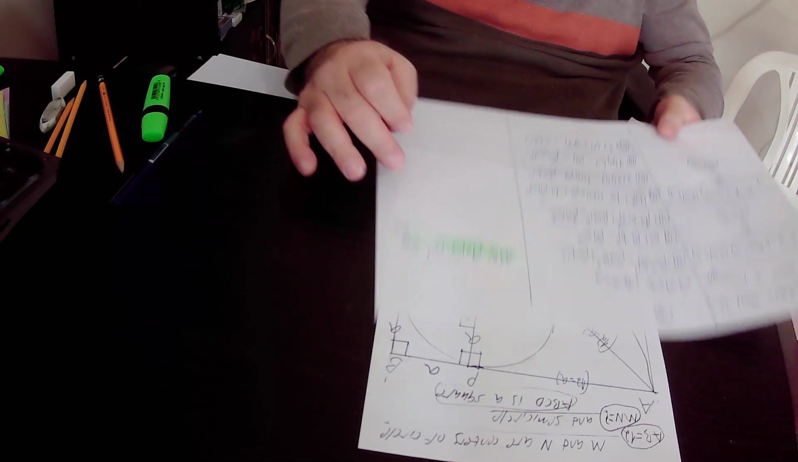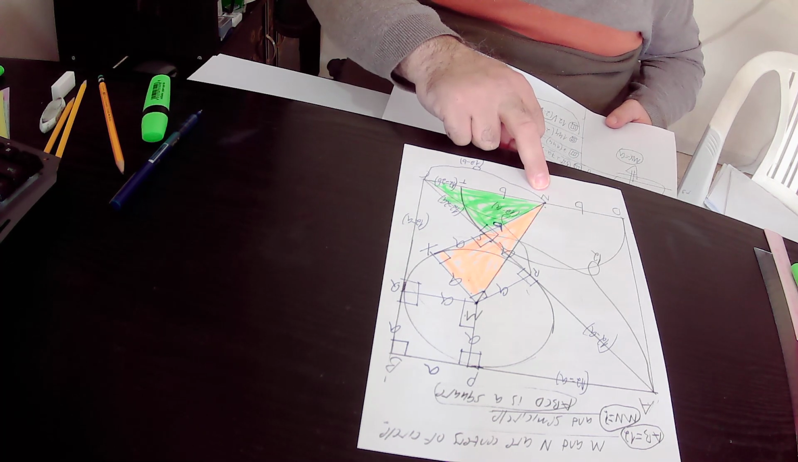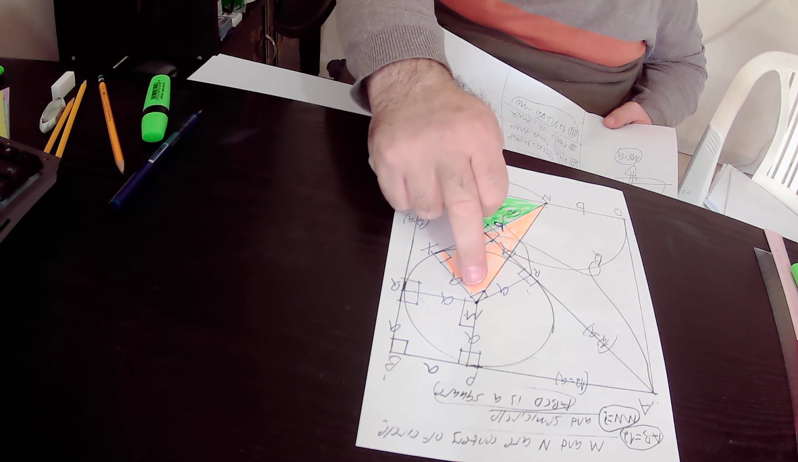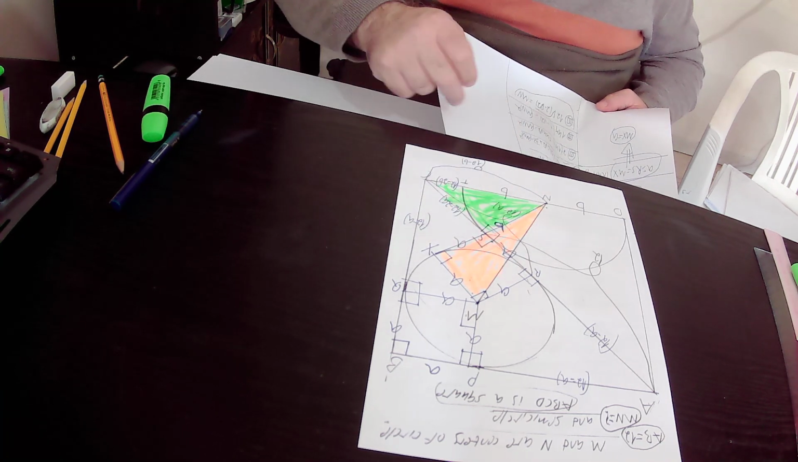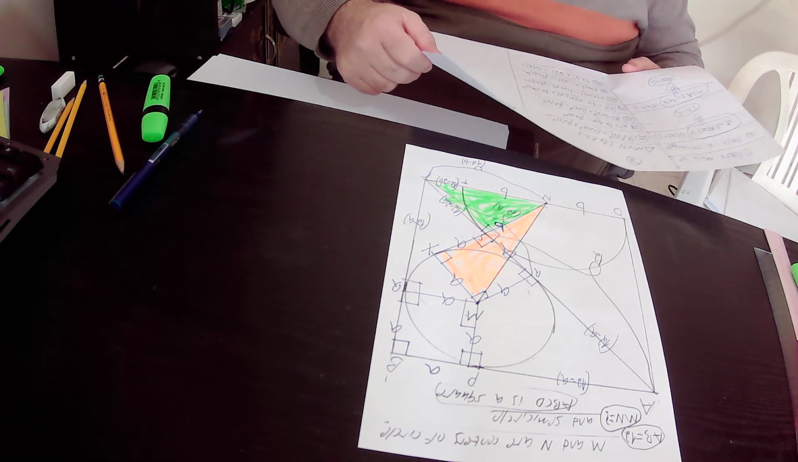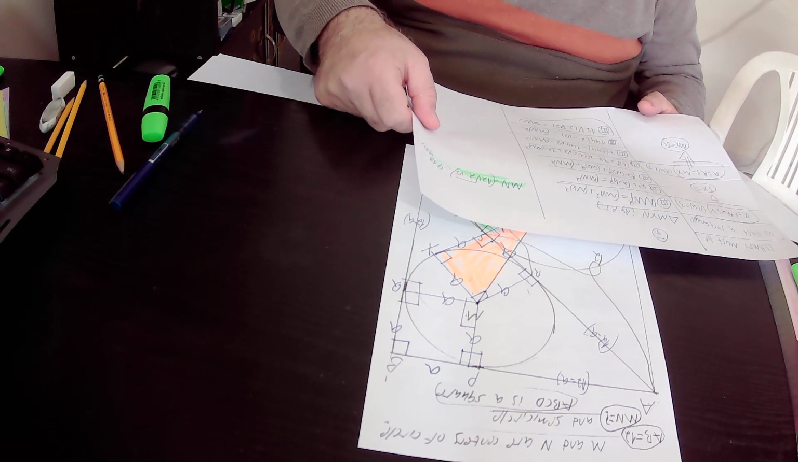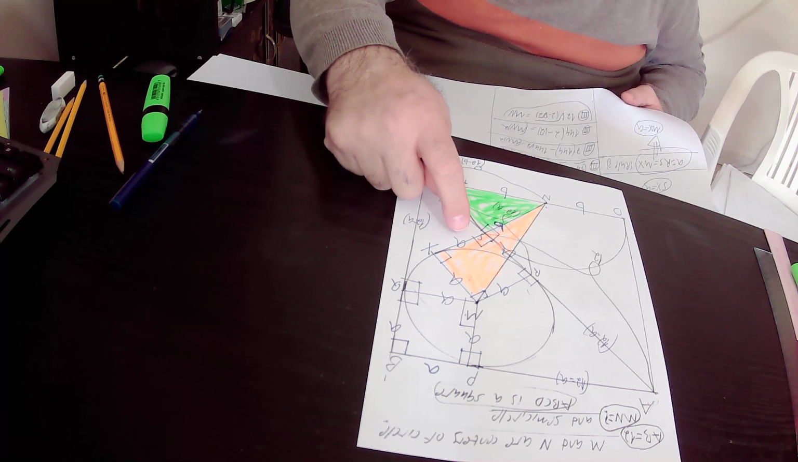I repeat again, the distance between the center of the semicircle, that is point N, and the center of this circle, that is point M, or the length of MN, is equal to 12 times the square root of 2 minus square root of 2 units, or in terms of numbers, it equals 9.18 units.